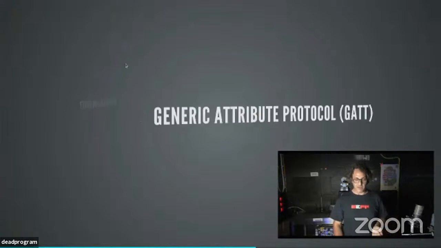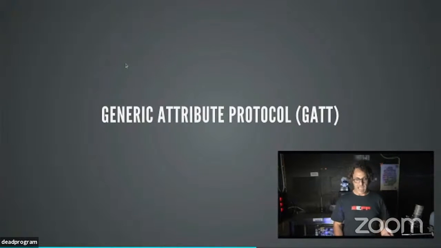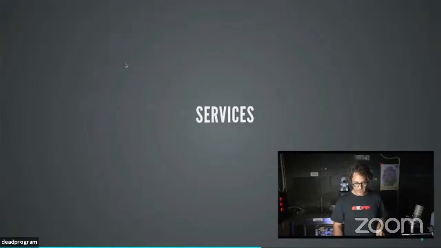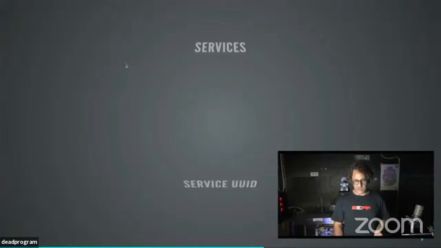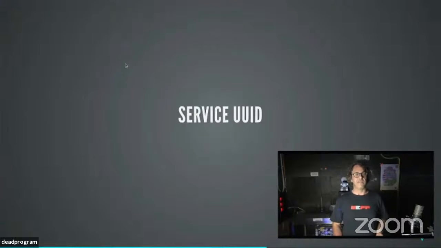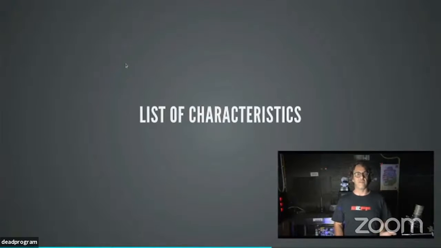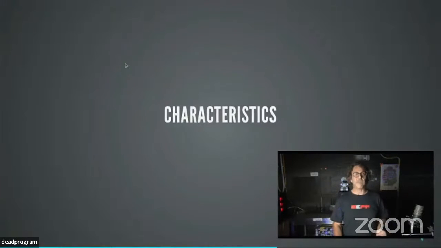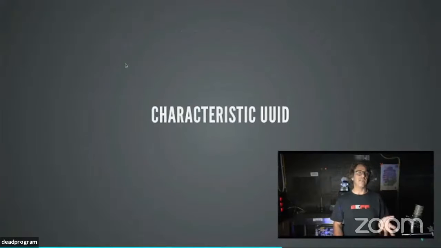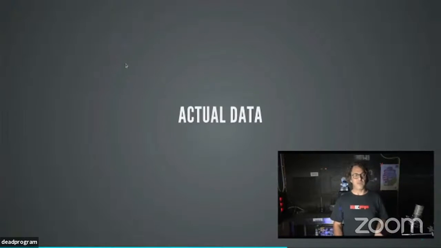For that, we're going to need the generic attribute protocol, or GATT, which is the other main category of protocols when using Bluetooth. So we have services, and each of those services has a unique identifier so that it's unique in all the world for that one service. And then it has a list of the characteristics. For each of those characteristics, it also has a universally unique identifier, and then the actual data.